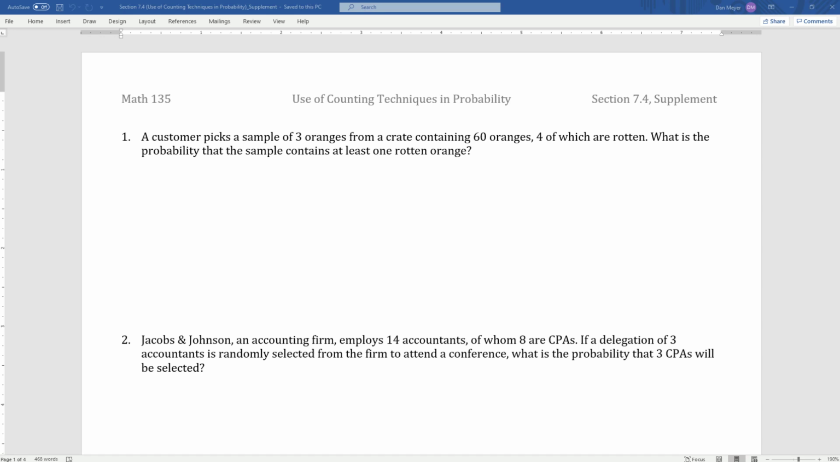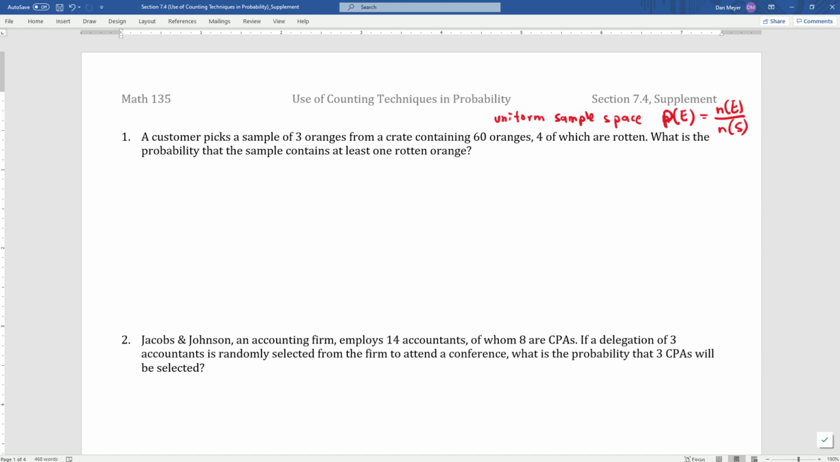In this video, we're going to be looking at the problems in 7.4, where we need to use our counting techniques to do some probability problems. In all of these problems, we're assuming that we're working with a uniform sample space so that we can employ the basic probability formula that says the probability of our event is the number of things in our event divided by the number of things in the sample space.